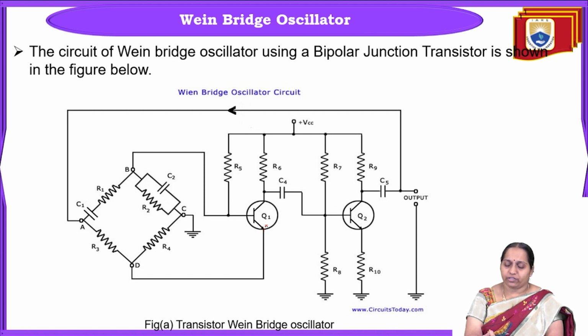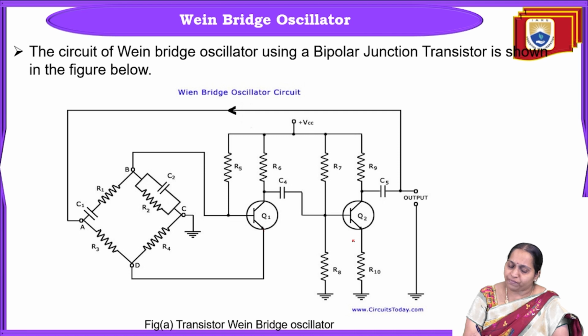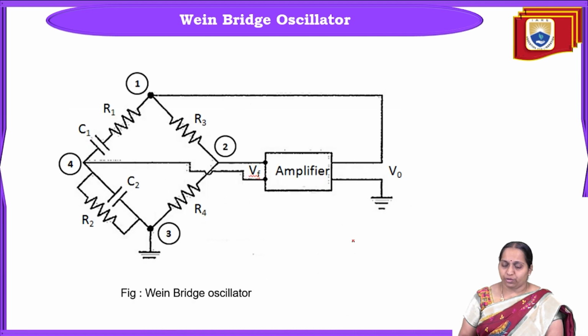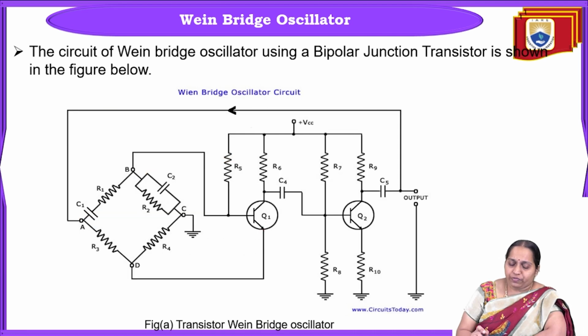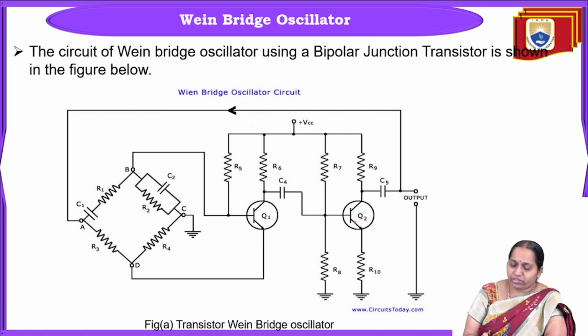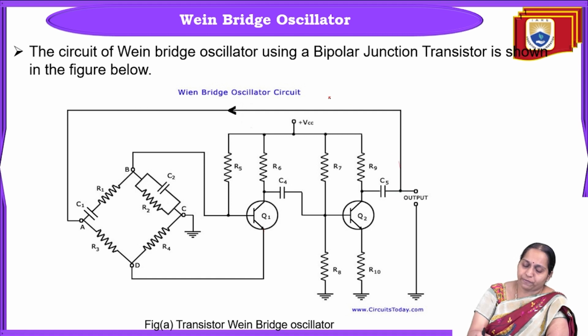And that are designed using transistors only. So if you see here, you have two transistors. We are using two transistors, that is an amplifier including two transistors, and then we are giving feedback from output to the amplifier again through a bridge type of network. That is why we call it a Wein bridge oscillator.